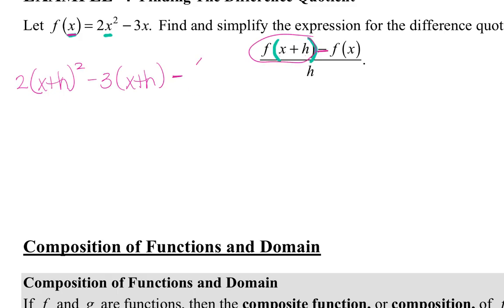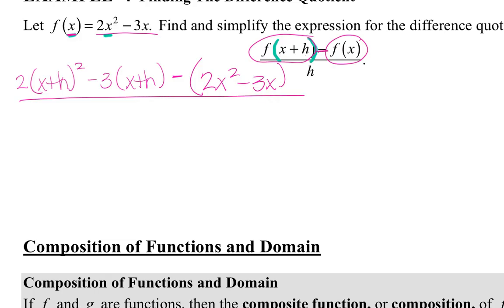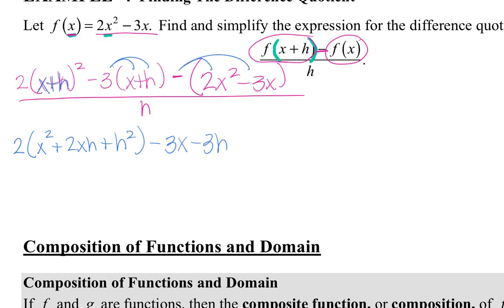Minus, now we're just going to subtract the function. So now you're just going to subtract that: 2x squared minus 3x, all divided by h. So now we're going to go through and do each step. So I've got 2 times, notice this x plus h squared. So this is going to be x squared plus 2xh plus h squared, minus, now distribute the 3, and then distribute the negative sign.